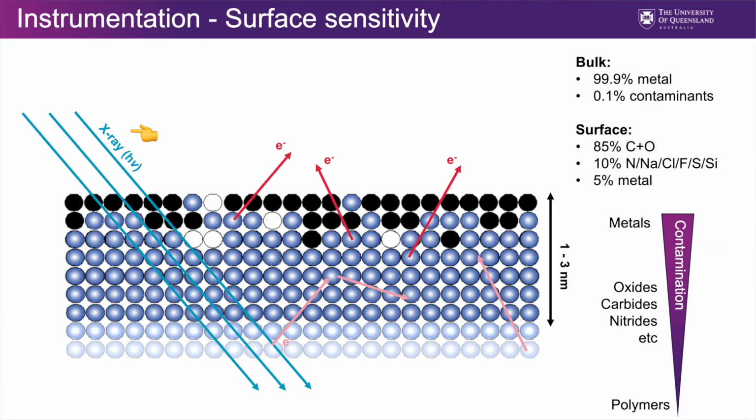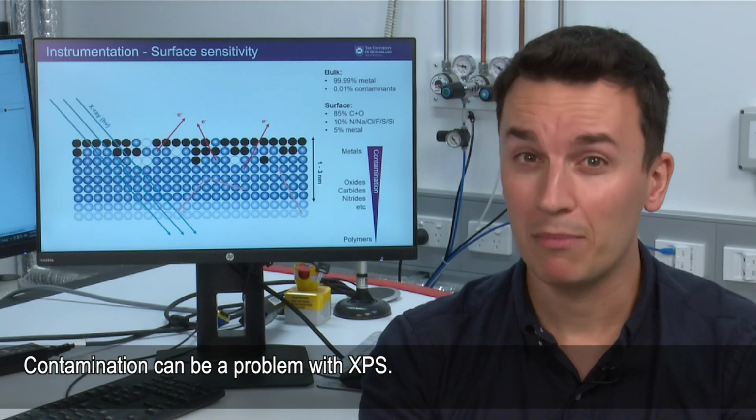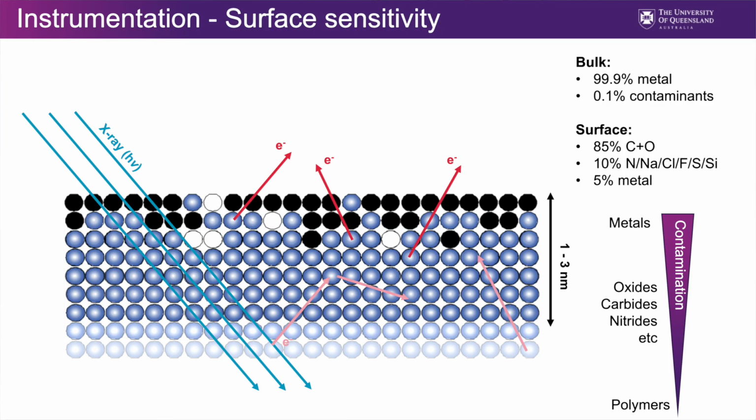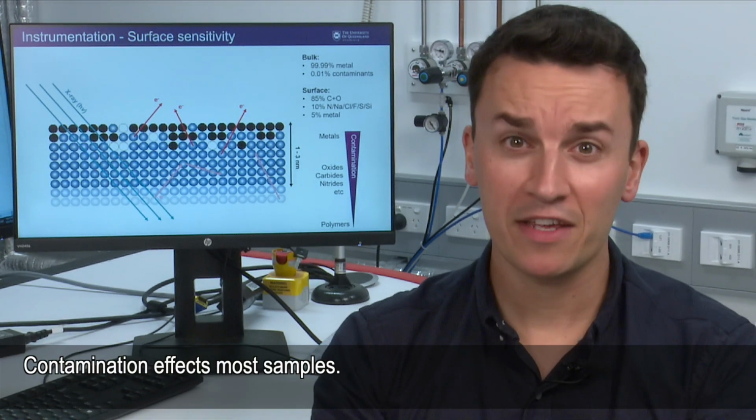The X-rays go right through the sample, but it's only the electrons from the top few layers that we detect. And so contamination can be quite a big problem with XPS. If we consider a metal sample, in the bulk this will be 99.9% metal, there might be 0.1% contamination. However, at the surface is where the contamination will be, and so XPS will show this up in greater detail. So contamination affects most samples.